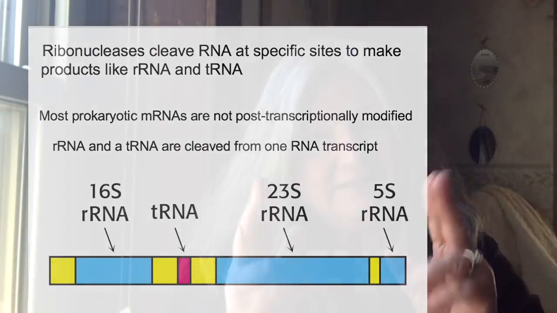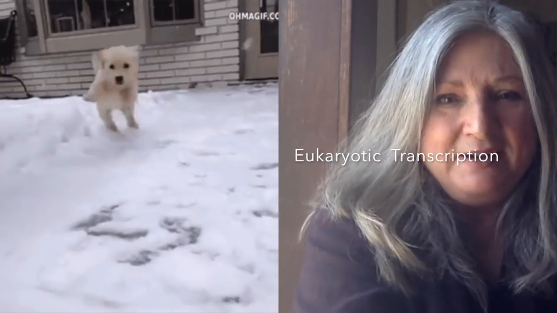And so that clipping is something that E. coli do. And base transformation is something that E. coli do. But they don't do the splicing that we do, and they don't put a cap and a tail on their messenger RNA like we do either. We're going to look at that in just a minute when we look at eukaryotic transcription. So E. coli do some things, but they don't do much. So let's move on to eukaryotic transcription.